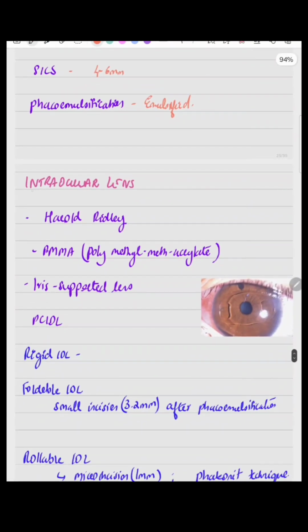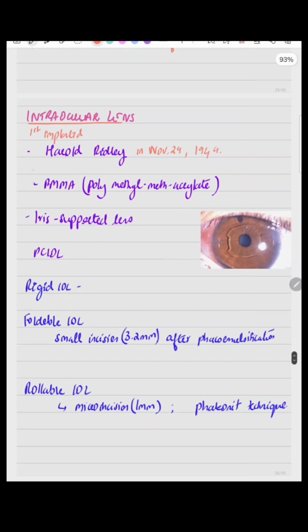Next is intraocular lens. The intraocular lens was first implanted by Harold Ridley on November 29, 1949. The commonly used material is PMMA, polymethyl methacrylate.